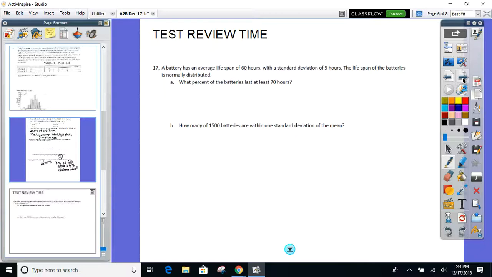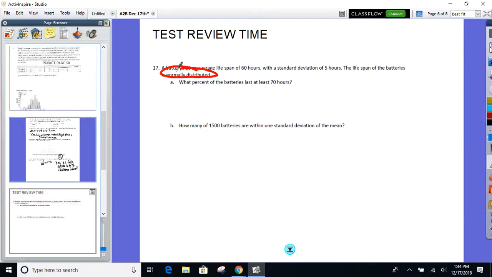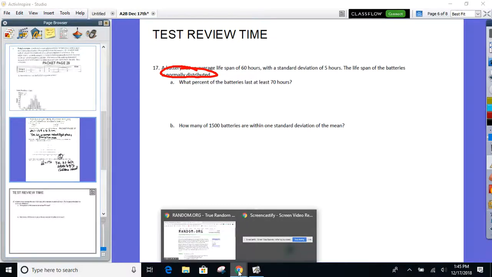Time out. Everyone see those words? Love them. Because where do I get to work solely if they've been normally distributed? Right on the calc. What's the percent that are at least 70? Well, first of all, where do I go on the calc for normally distributed problems here? Where do I go on my calculator?